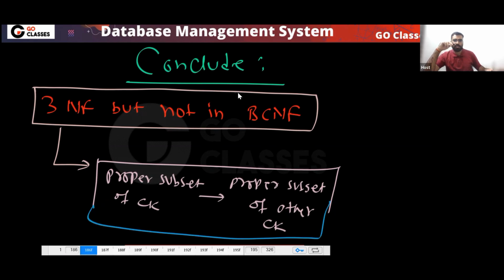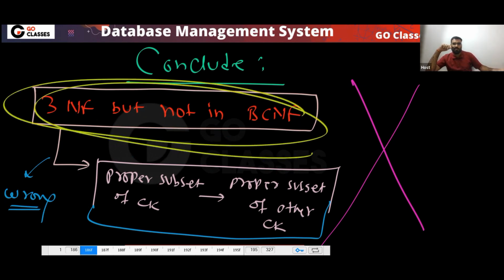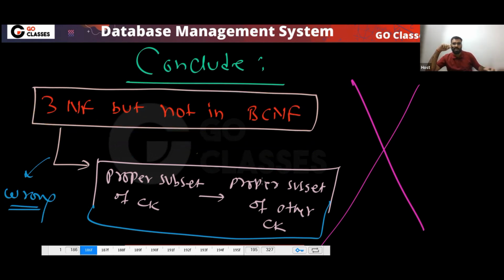This thing is wrong. They are saying that if this happens, then this must happen. But we have seen this example. Yes or no? We have seen one example where your relation is in 3NF but not in BCNF, and still you don't have this FD. There is no such FD.